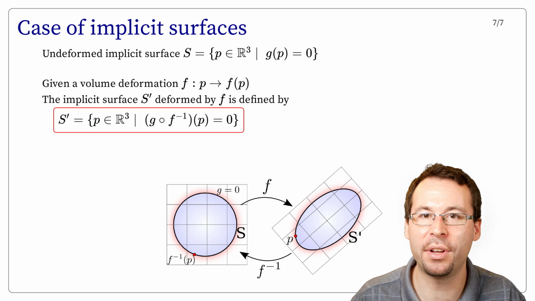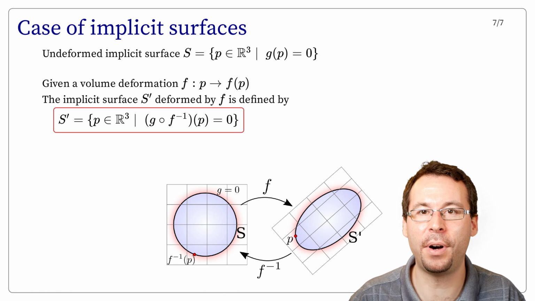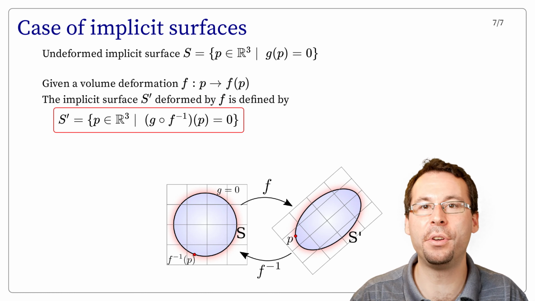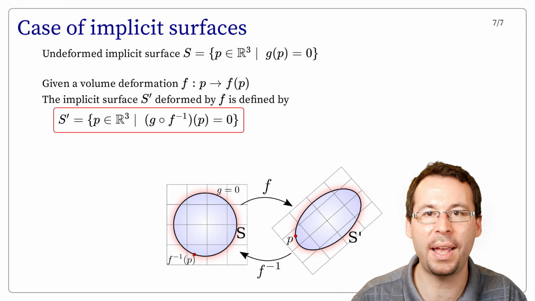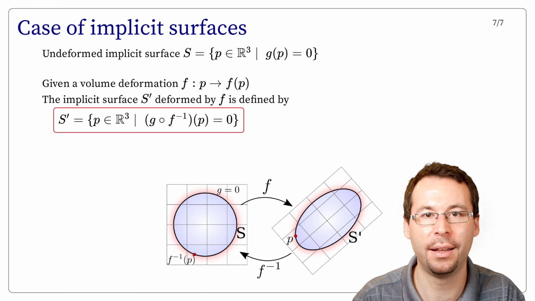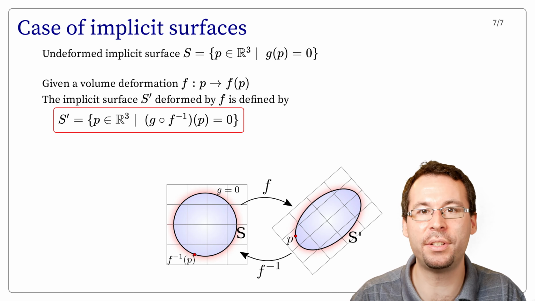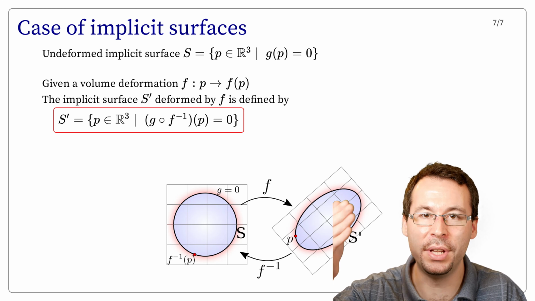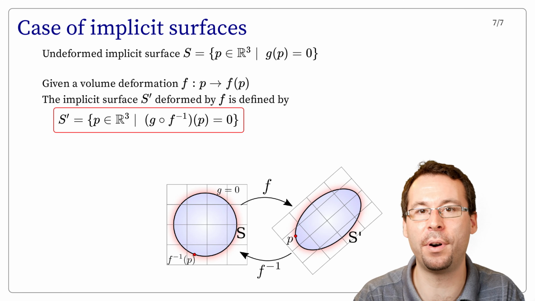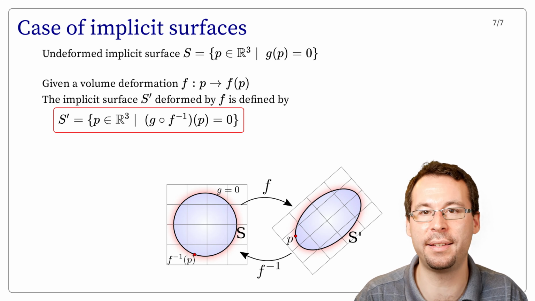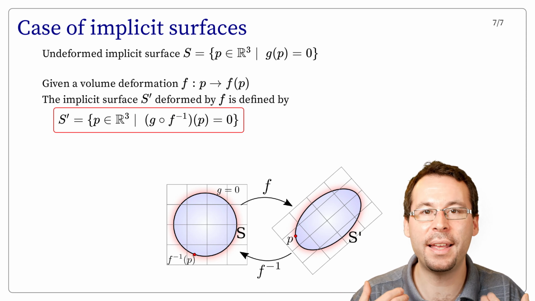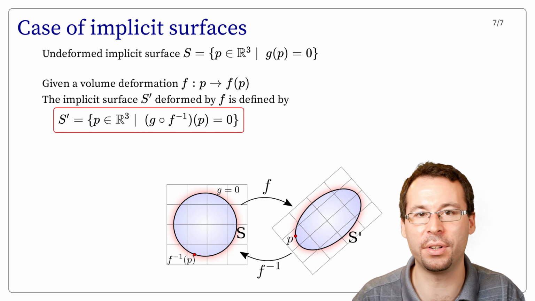Actually, the implicit surface S prime deformed by F is given by the composition J of F inverse of P. So you need to beware of that. To apply a deformation to an implicit surface, you actually need to apply the inverse transform of the deformation to the spatial coordinate as input, and then evaluate the function J at this coordinate.